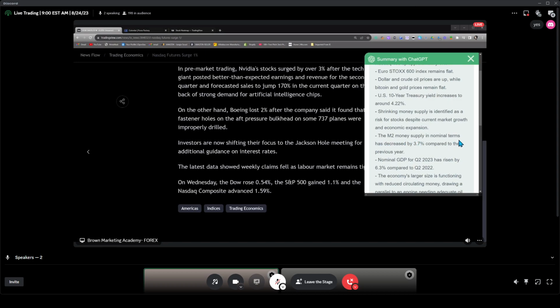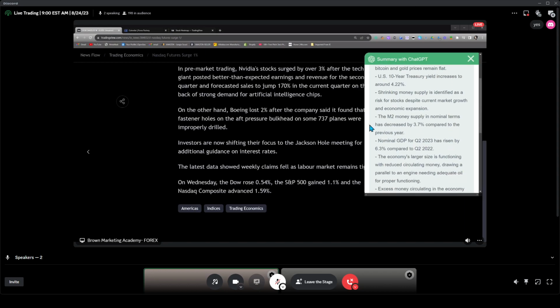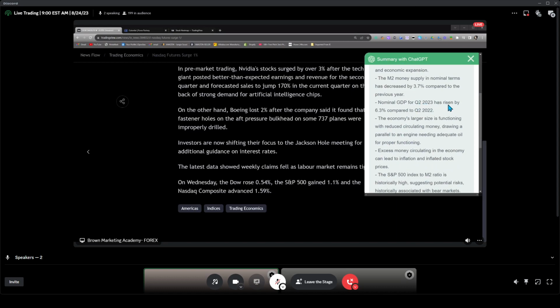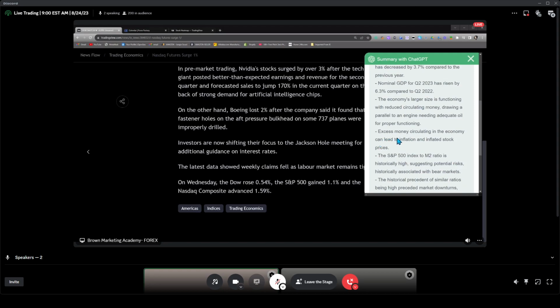The M2 money supply's nominal terms has decreased by 3.7% compared to the previous year. I'm not really sure what that means, to be honest with you. Money supply in nominal terms has decreased, I'm not really sure. Nominal GDP for quarter 2 has risen by 6.3%. That's negative for the economy. The economy's larger size is functioning with reduced circulating money, drawing a parallel to an engine needing adequate oil for proper function. I would say that's kind of neutral.